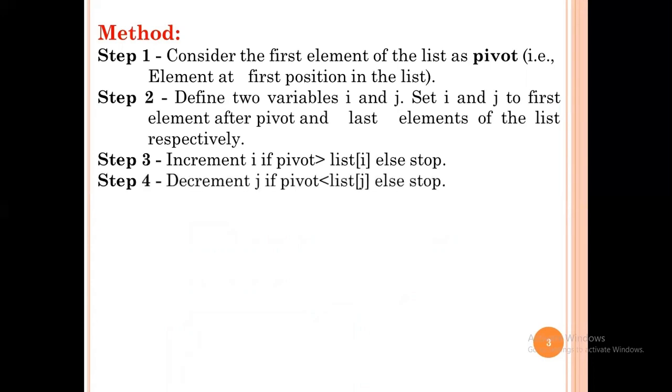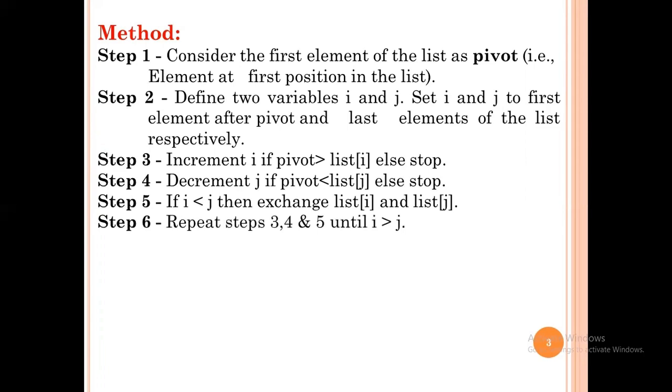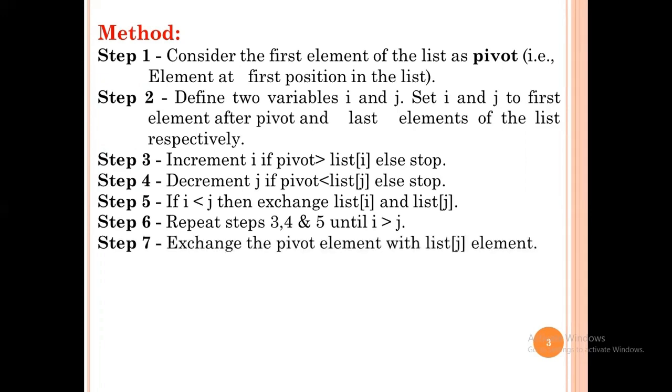Step 3, increment i if pivot is greater than A[i]. Otherwise, stop the increment process. Step 4, decrement j if pivot is less than A[j]. Otherwise, stop the decrement process. Step 5, if i is less than j, then exchange A[i] and A[j]. Step 6, repeat steps 3, 4 and 5 until i is greater than j. Exchange the pivot element with A[j] if i is greater than j.